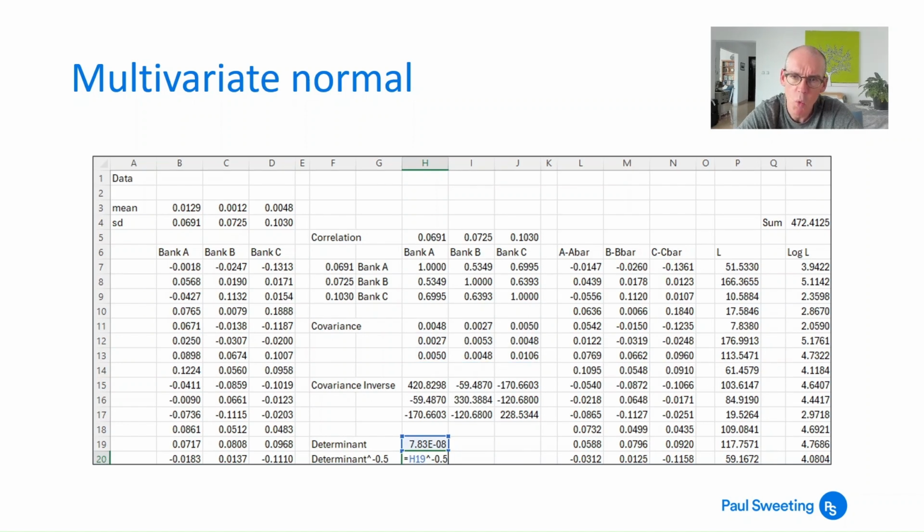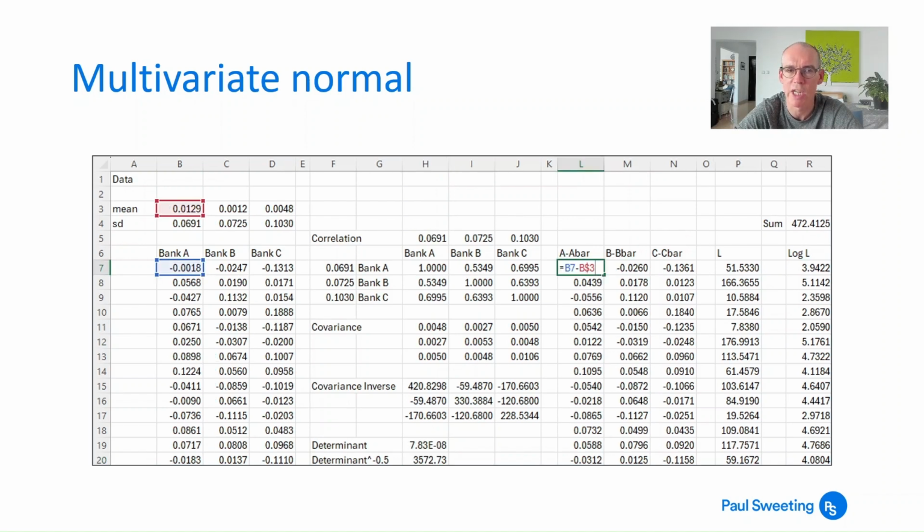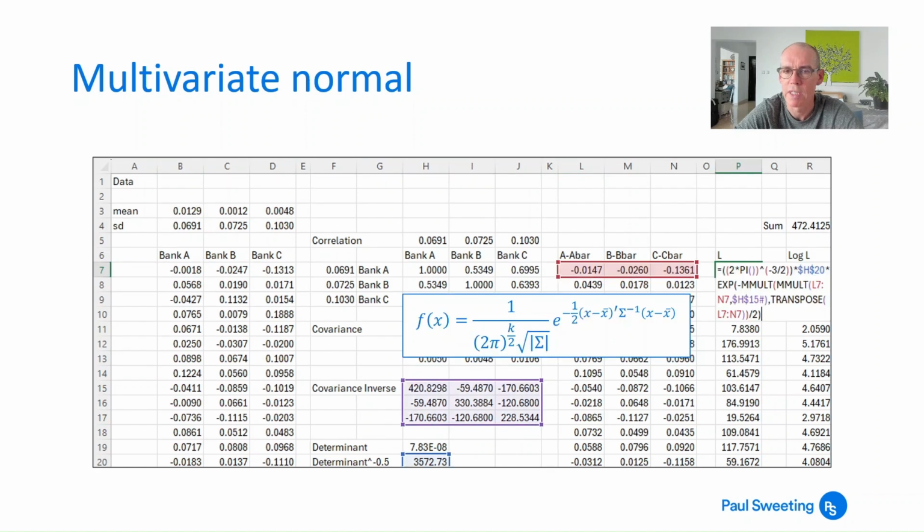Now, when looking at the multivariate normal density function, the first thing you do is you take the return for each asset class, or for each stock, and you deduct the average return for that. So I do this as a kind of preliminary stage here. So I've got A minus A bar, B minus B bar, and C minus C bar. And that's essentially just taking the returns in each period and deducting the appropriate mean. And then all of this gets put into this formula here, the multivariate normal density function.